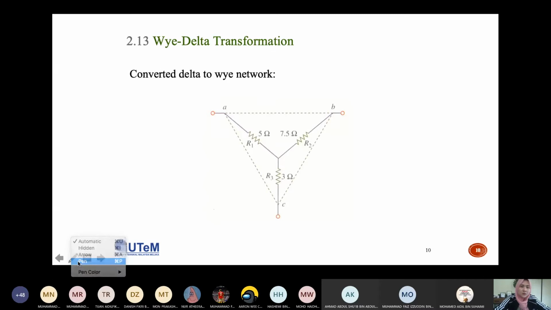So previously you had a delta network, this one, but now you have already changed to a Y network. This is the Y network. This is R1, the ones that you calculated just now. This is R1, R2, and also R3. So basically this is how you convert from a delta network to a Y network. Just simply use the formula.